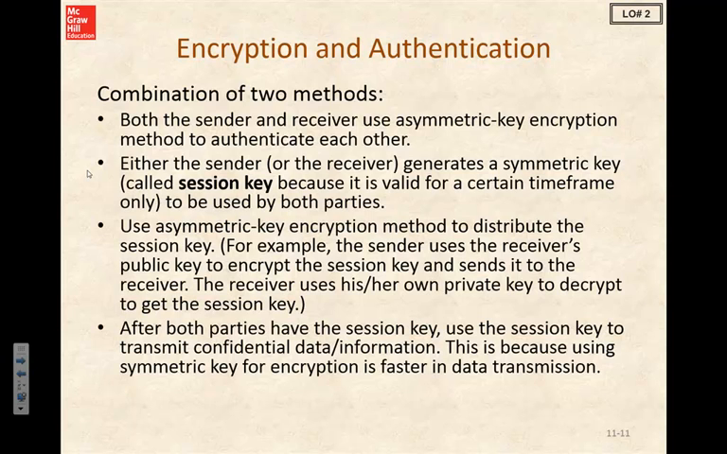And here's an example. The sender uses the receiver's public key to encrypt the session key and send it to the receiver. The receiver uses his or her own private key to decrypt the session key. After both parties have the session key, they use it to transmit confidential data and information. This is because using symmetric keys for encryption is faster in data transmission.